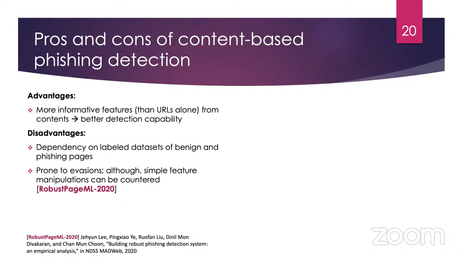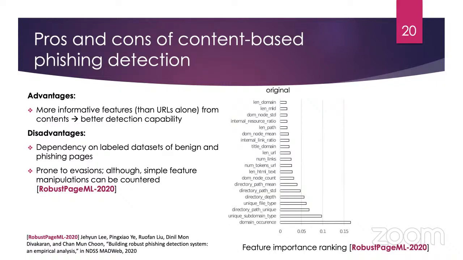For example, you can do feature manipulations, but as per our study, some of the simple manipulations can be countered. What you see on the right is a feature importance ranking that you get from a model like Random Forest. It's not the perfect ranking, but it gives you an idea. In this, you see that the domain occurrence, which means the number of times the domain occurs on the HTML page, is the most important feature, and it has a high score compared to the others.